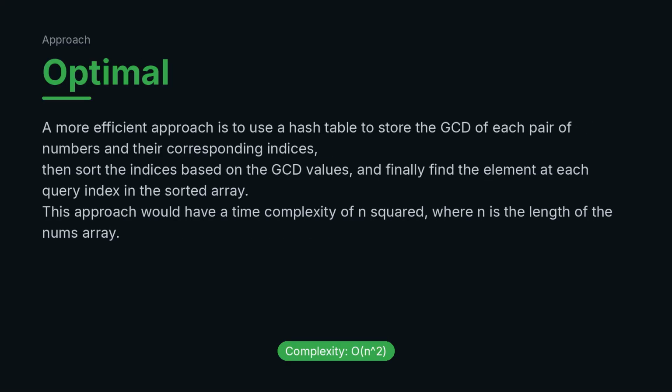A more efficient approach is to use a hash table to store the GCD of each pair of numbers and their corresponding indices. Then sort the indices based on the GCD values, and finally find the element at each query index in the sorted array. This approach would have a time complexity of O(n^2), where n is the length of the nums array. The complexity here is O(n^2).